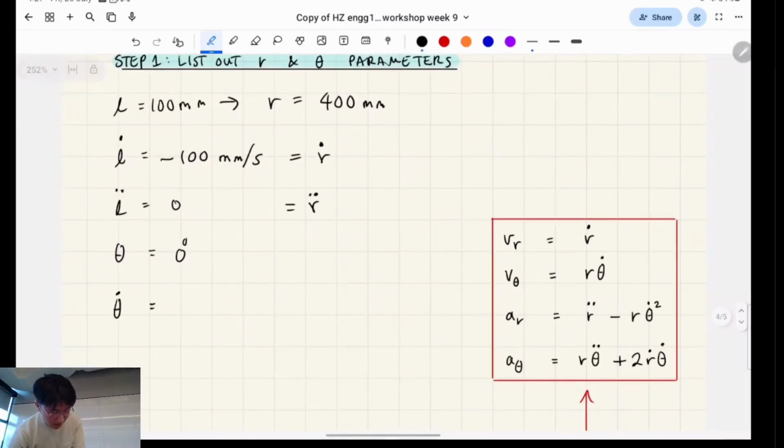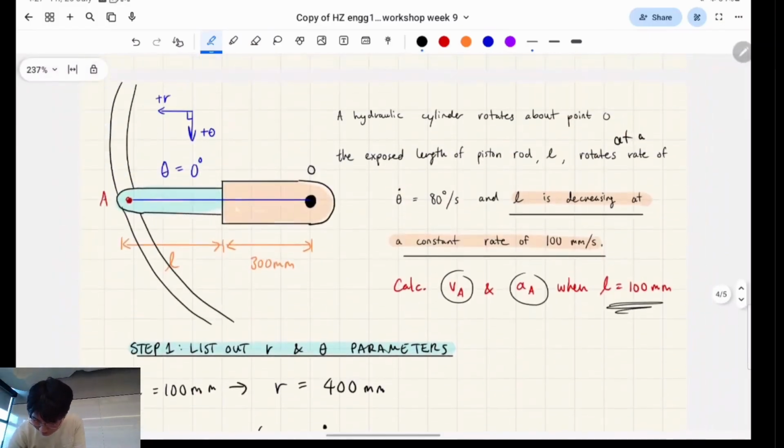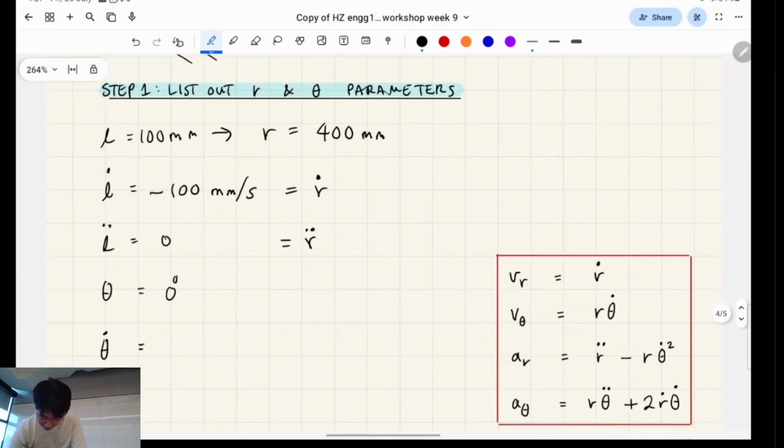So theta dot though, all right, let's read the question, yeah? It rotates at a rate of change in angle of 80 degrees per second. It's 80 degrees per second, right? Let's convert it to radians. So let me explain why you have to convert it to radians.